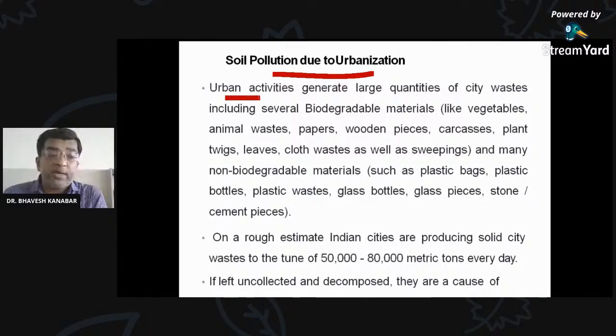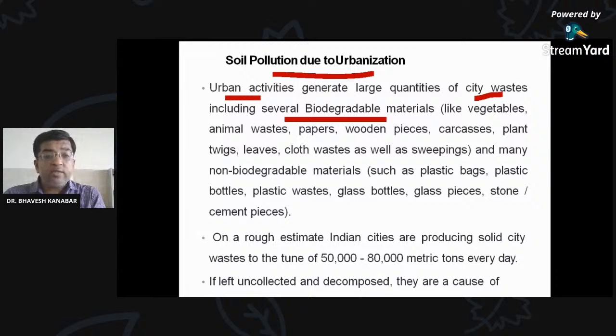So many urban activities which are going on in the city can generate a large quantity of city waste, including several biodegradable materials. There are two types of waste: biodegradable and non-biodegradable material. So you may be knowing about proper disposal of this biodegradable and non-biodegradable material.